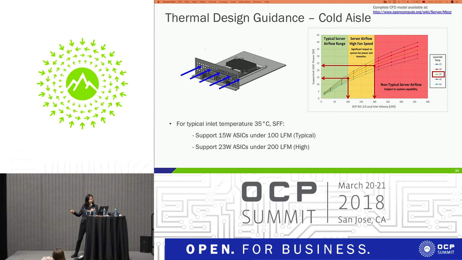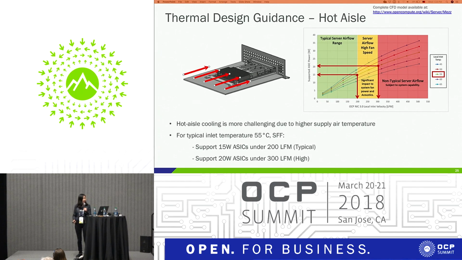We chose 35C as a typical inlet temperature to the NIC. By doing all this CFD simulation, we can see that under the typical airflow range, we can support a 15 watt ASIC with no problem. And if we can achieve more airflow through the chassis, we can support 23 watt. This is all based on our generic ASIC design, where we use an extruded aluminum heatsink design. If we go to copper, this power can scale up accordingly as well.